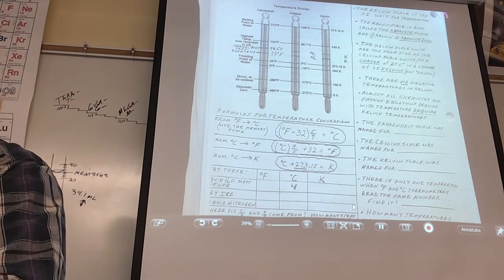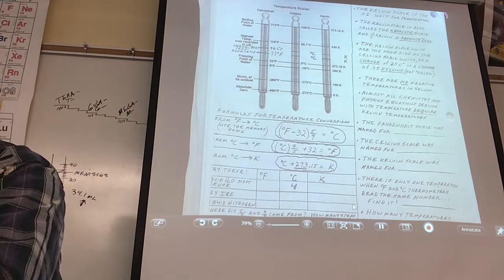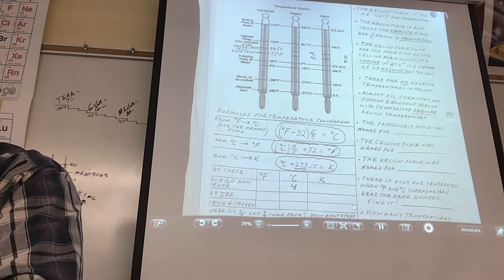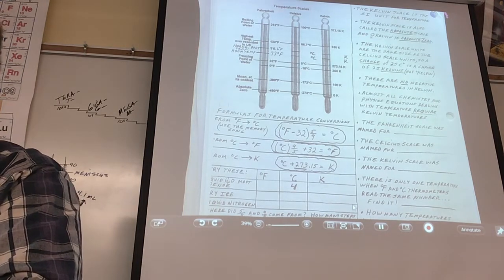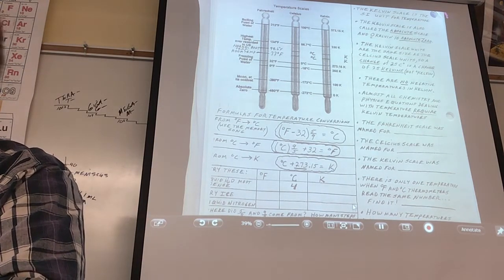All right, well, first of all, temperature is one of those things that we use. We'll be using that in one of our labs.